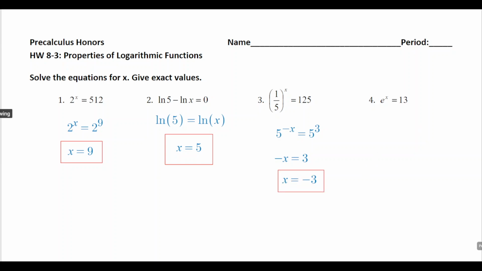For number 4, we are going to use the inverse property here by taking the natural log of both sides. Essentially what we're doing is this, although I typically, when using this property, don't write this step. I'll usually just skip to the next step, but taking the natural log of both sides is going to cancel out this base of e and just leave us with x. So x is the natural log of 13. And we can't simplify that anymore. That is irrational. So we're just going to leave it like that.